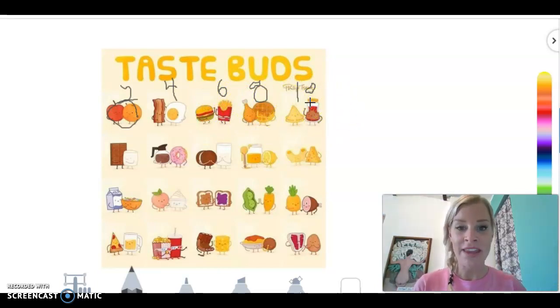So open the template, count by twos, and write the numbers on the lines like I'm showing you here. Then click the green check mark when you're ready to upload it.